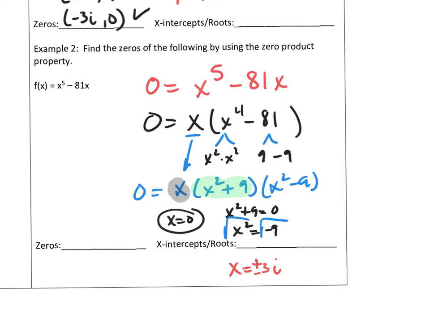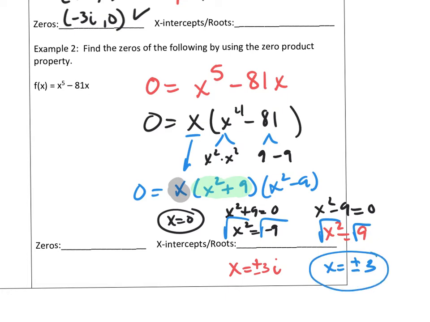The last one, we have x squared minus 9 equals 0. I'm going to add over to give me x squared equals 9. I'm going to take the square root and square root to give me x equals, well, why not an i this time? Because my 9 is positive. Only when it's negative, on even roots, we use i's. So we have plus minus 3, because we know that 3 times 3 is 9, and negative 3 times negative 3 is 9.